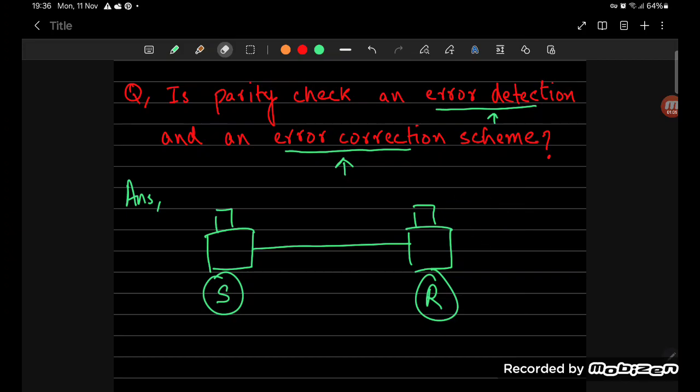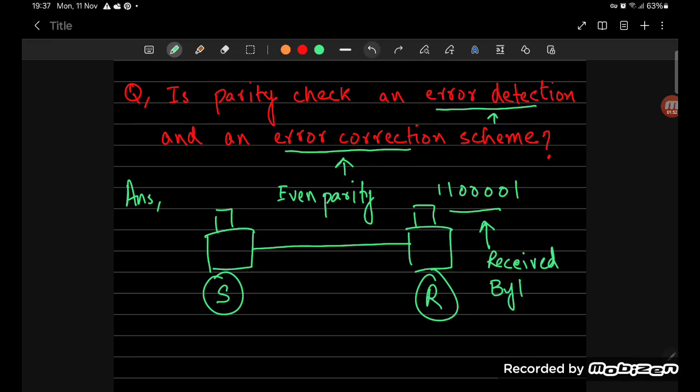Let's assume that these two computers are following even parity. They agreed on even parity, and let's assume that the receiving computer received this byte. In parity check, we are dealing with bytes. Every individual byte needs to be checked. So let's say this was the received byte.